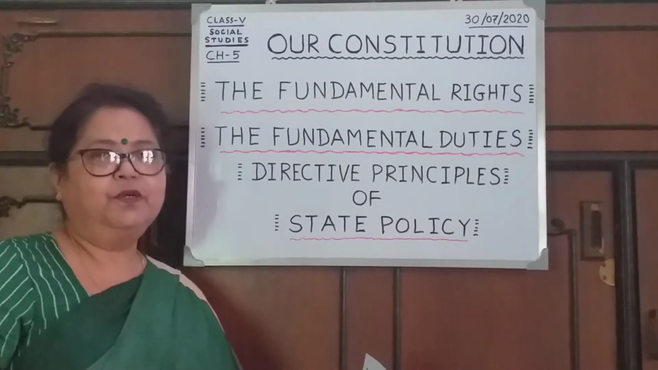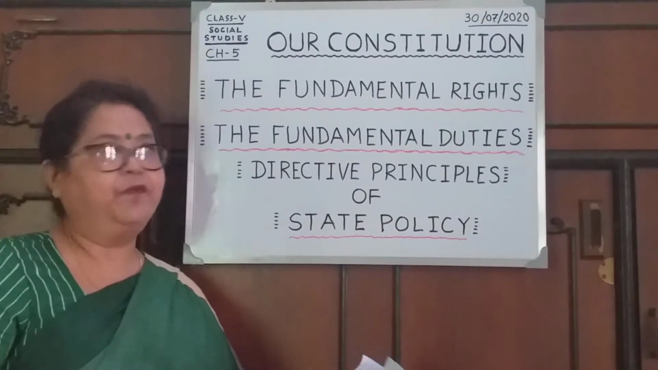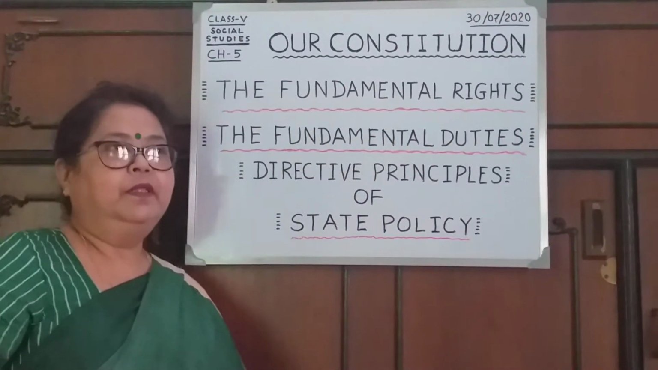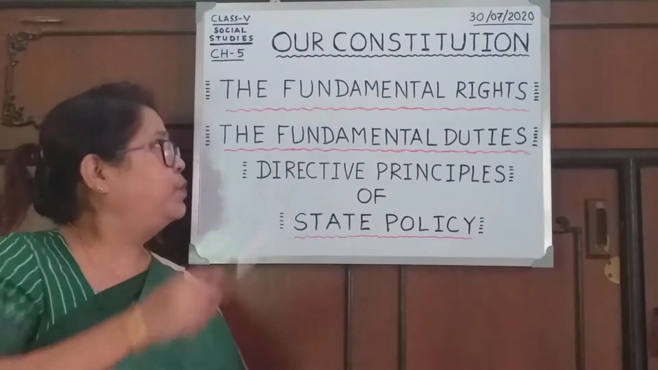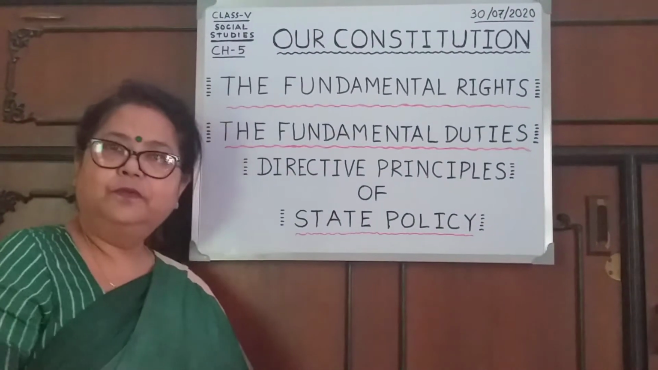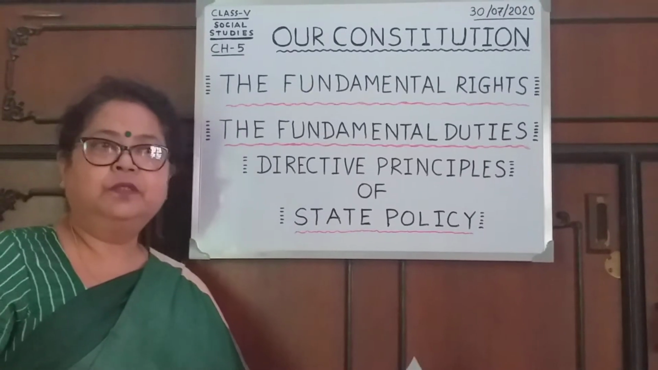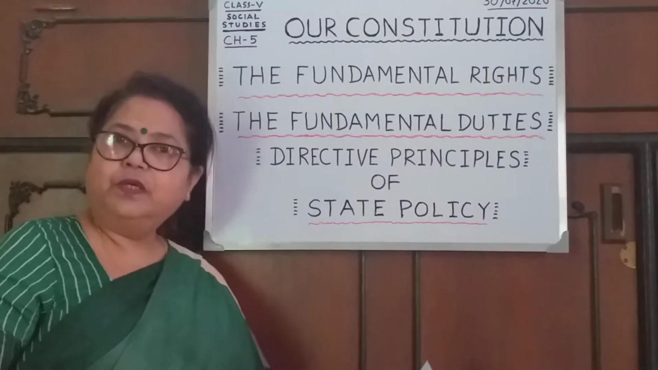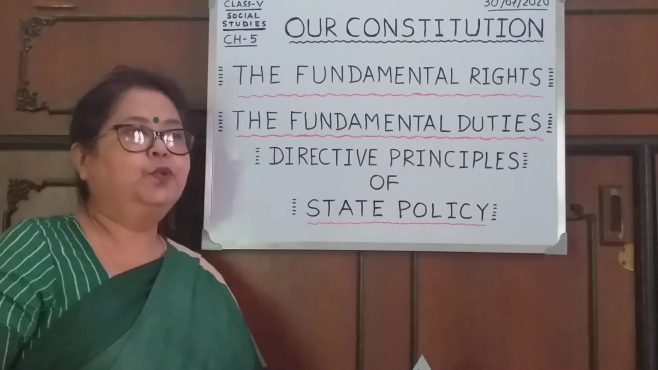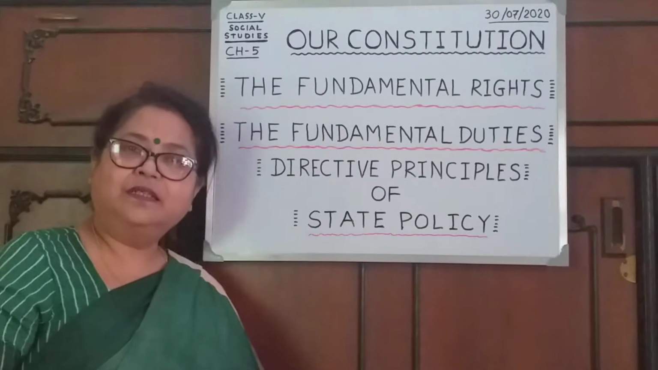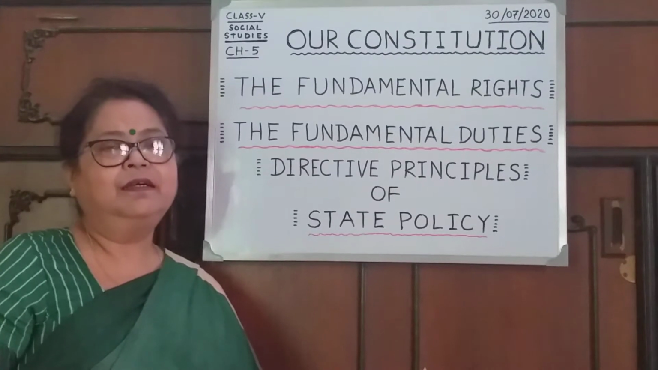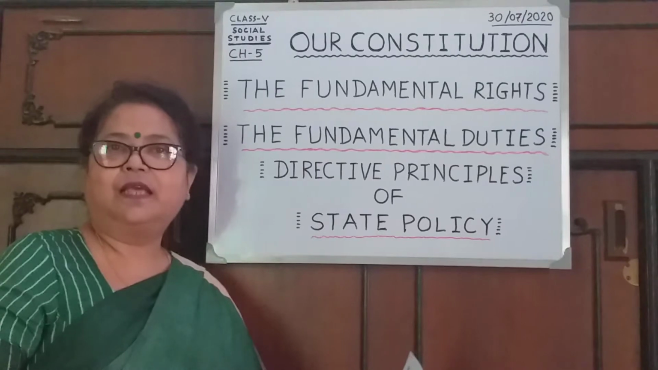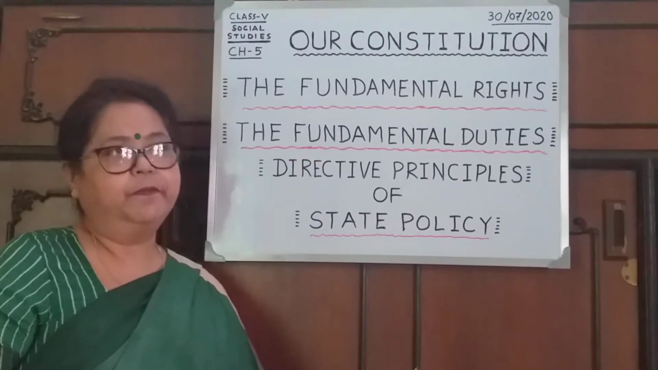Now this video is connected to the lesson plan for 30th of July. In the previous day I explained to you what our constitution is, who made our constitution, and what the purpose and nature of the constitution were, and I told you that it is said in the preamble that India is a sovereign, secular, socialist and democratic republic.